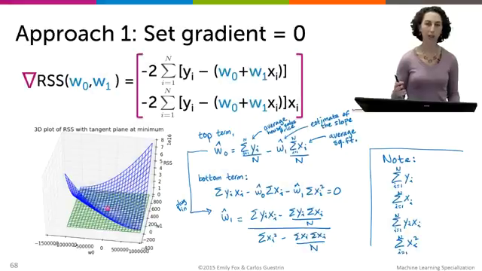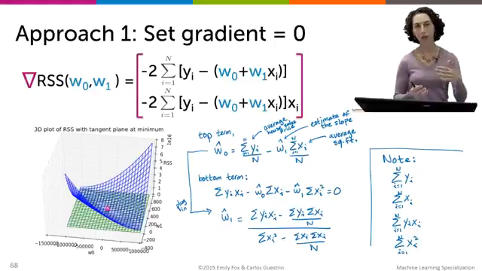The take-home message here is that one way we can solve this optimization problem of minimizing residual sum of squares is to take the gradient, set it equal to 0, and this is the result.